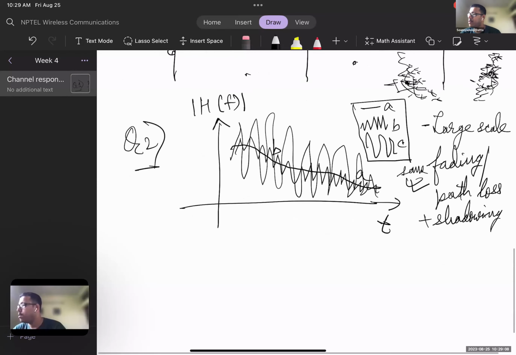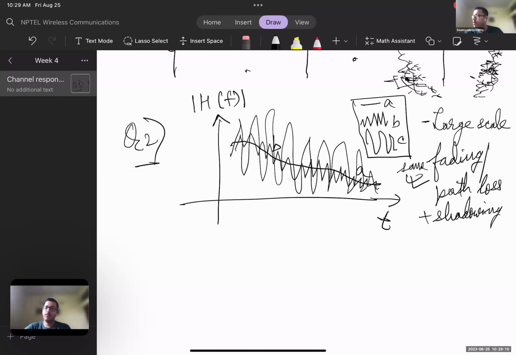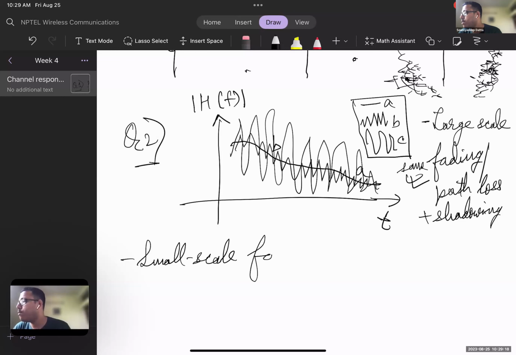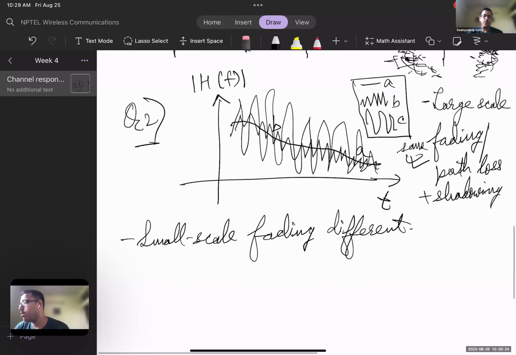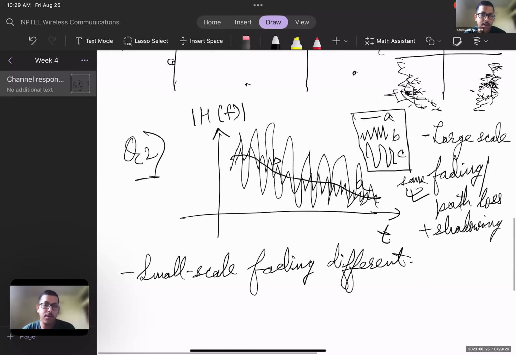So what is different is the small scale fading difference, right? So that's how you theoretically understand it. Small scale fading is different.